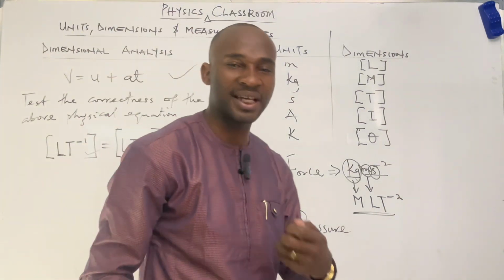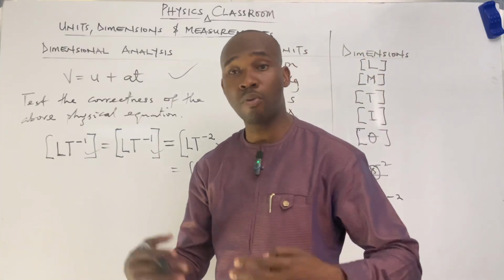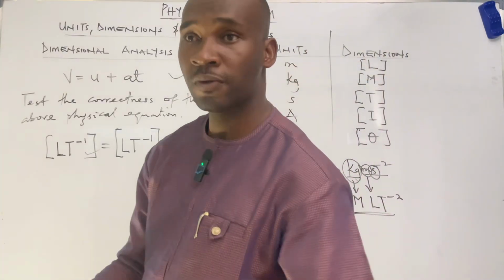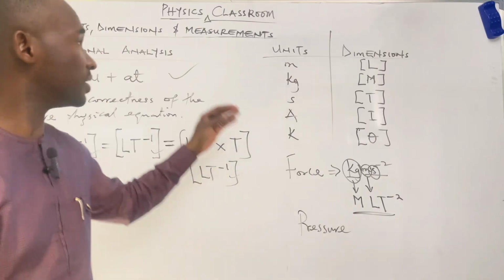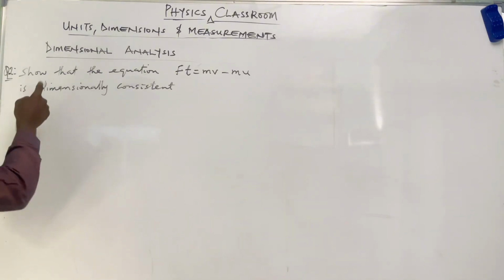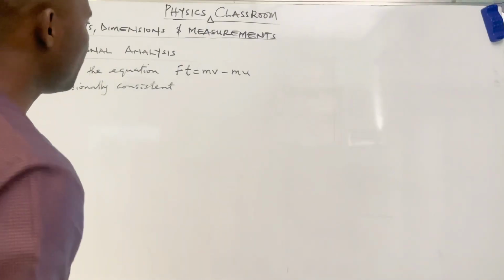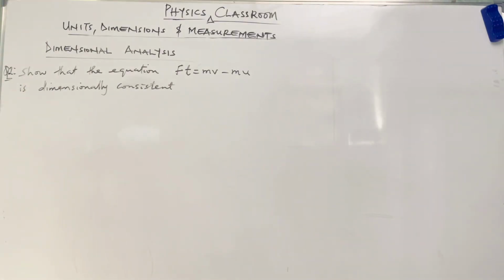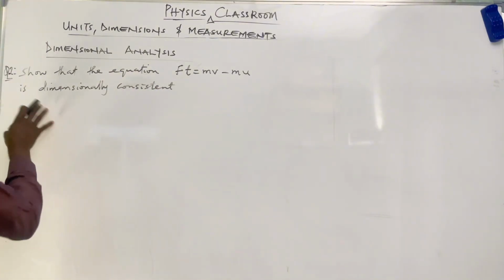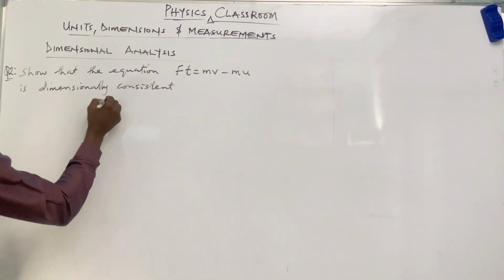So that's how we test the validity of the physical equation. I'll be giving you more examples just to get yourself familiar with dimensional analysis. Another example is as shown on the board. It says, show that the equation Ft = mv - mu is dimensionally consistent. It's very easy to do.